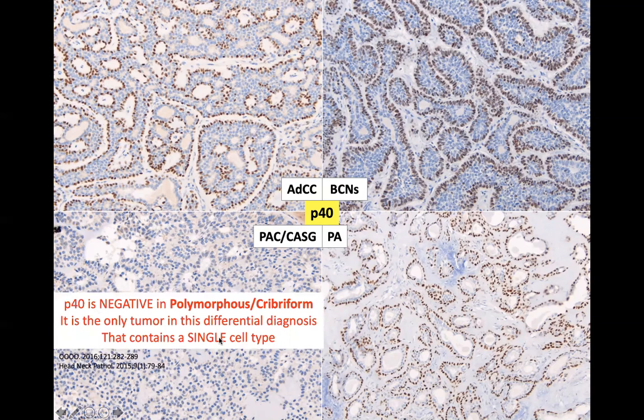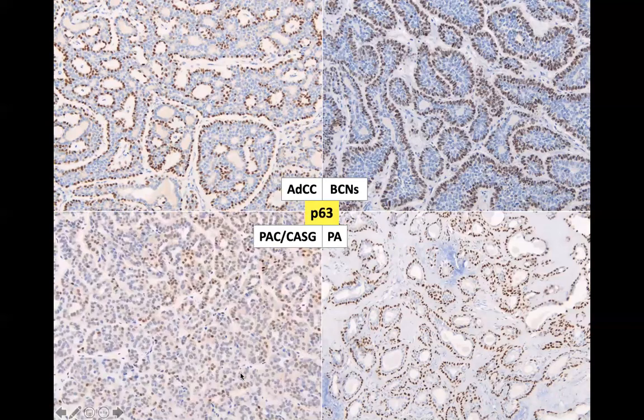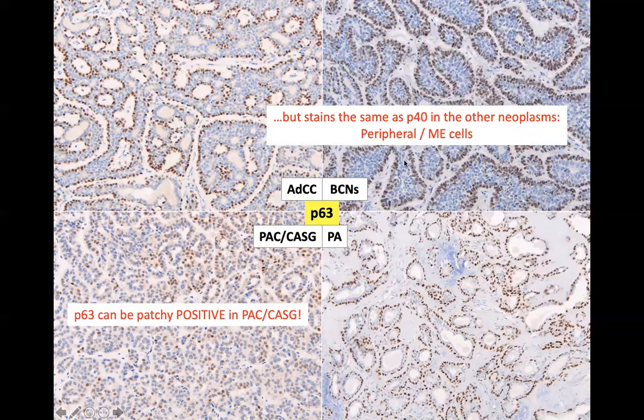So this is the only tumor really in this particular differential that contains a single cell type. So if you're convinced that it's one of these and you have a negative P40, you can pretty much make a diagnosis of polymorphous/cribriform adenocarcinoma. Unfortunately, as I said, P63 is not as clean. You can see that polymorphous has some P63 positive nuclei in there, which is why I do not like P63 as much as I like P40, especially for this differential diagnosis. P63 essentially stains the same as P40 in the other 3 neoplasms, but it's different in polymorphous.